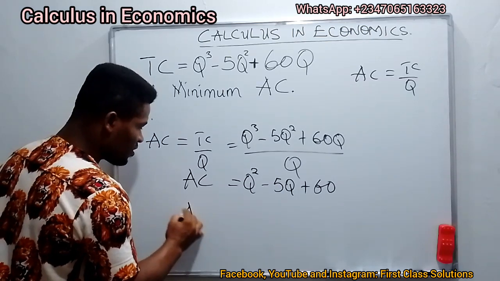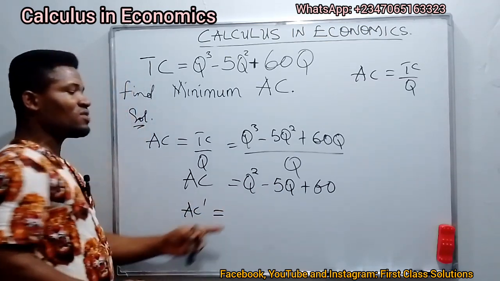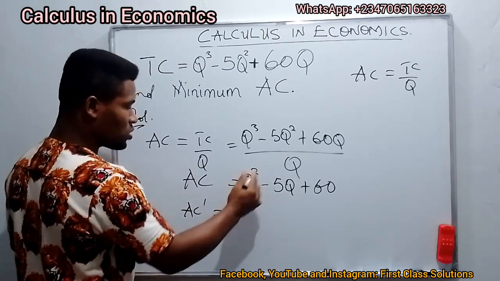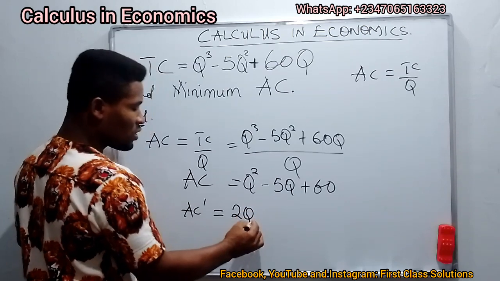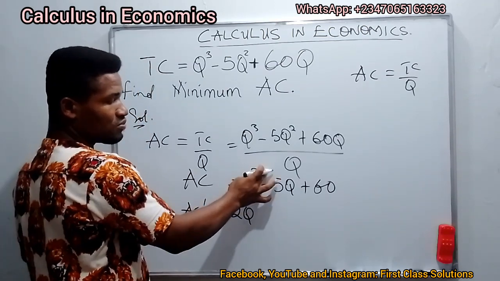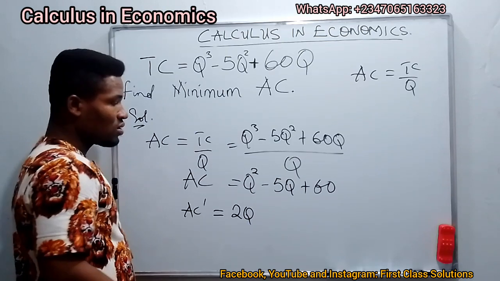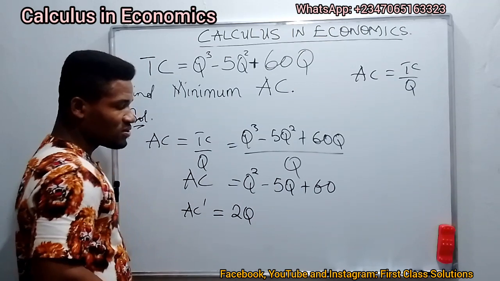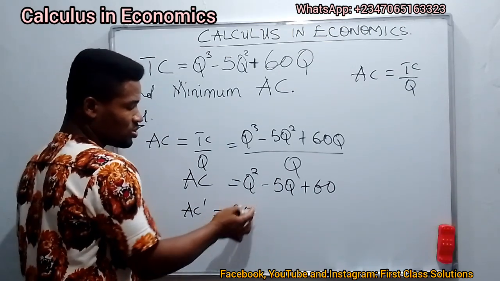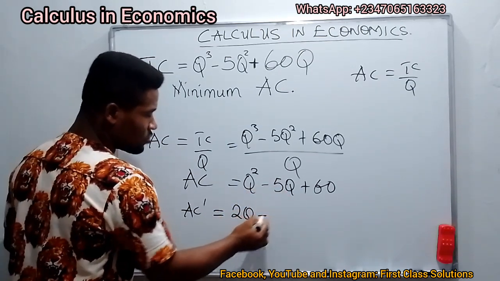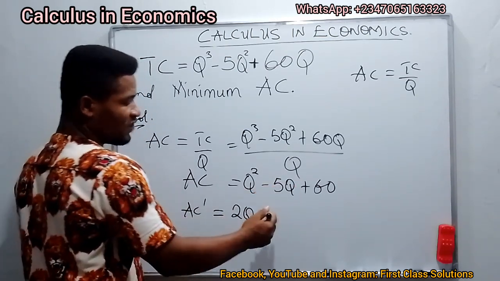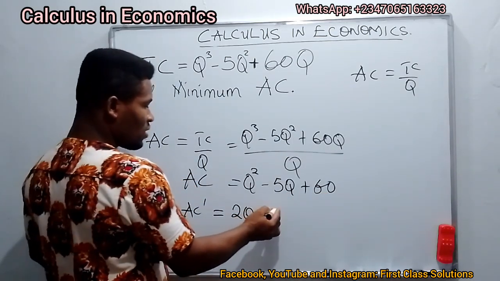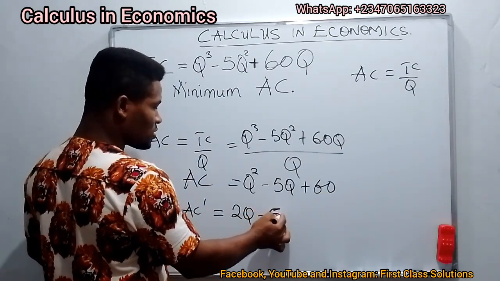Simply, we have AC prime being equal to, what is the first derivative of this? Take it step by step. First derivative of this one, q squared will give us 2q. That means 2 multiplied by q, then subtract 1 from the powers. Remember the laws of your calculus. We subtract 1 from the powers to become raised to power 1. Then if this is raised to power 1, you don't need to write 2q raised to power 1. Simply have it as 2q. Minus 5q, the first derivative is 5. And derivative of a constant is 0. So our first derivative of average cost is this.